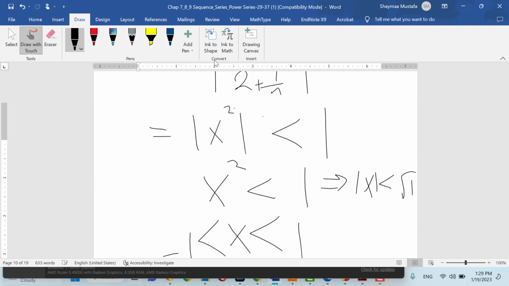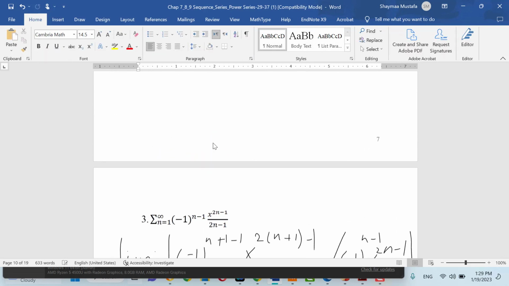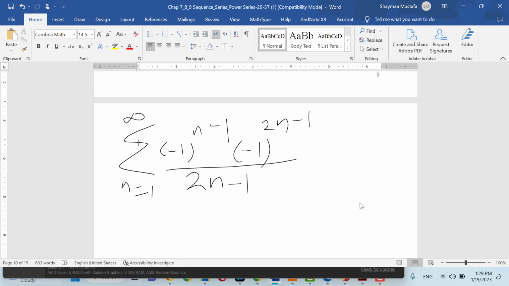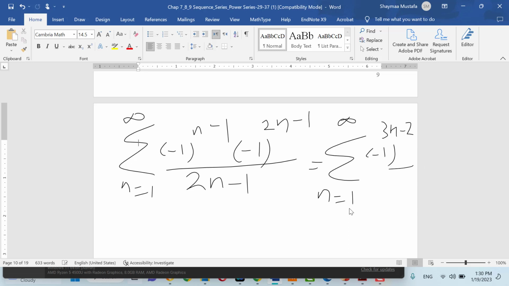So we go for the original series. We replace x by minus 1 because we test the series at minus 1. So change x by minus 1. So this series becomes summation from n equal 1 to infinity, minus 1 to the power 3n minus 2, over 2n minus 1.